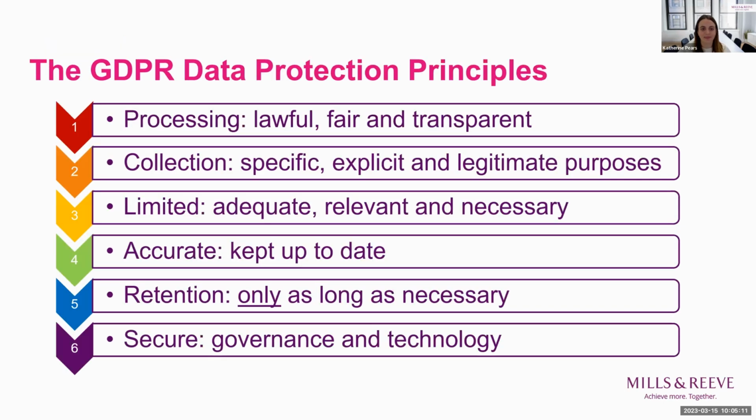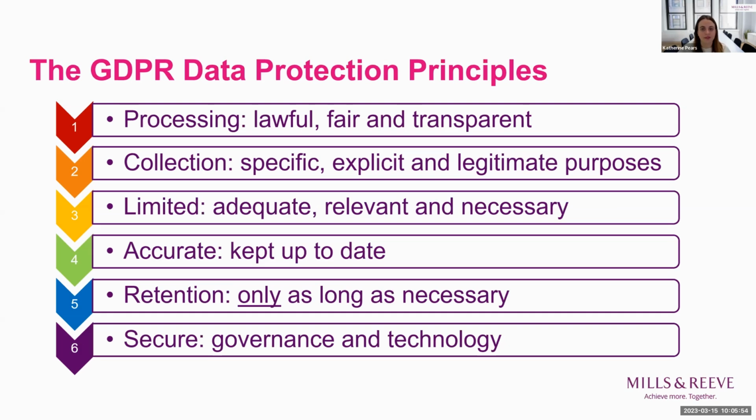Next slide, please. In addition to key terminology, you also need to be aware of the GDPR data protection principles. There are 6 data protection principles under the UK GDPR, which are listed on the slide. These are that data must be processed lawfully, fairly, and in a transparent manner, collected for specific, explicit, and legitimate purposes. Data must be adequate, relevant, and limited to what is necessary. It must be accurate and kept up to date. It must be kept in a form which permits identification for no longer than is necessary. And it must be processed in a manner which ensures appropriate security.